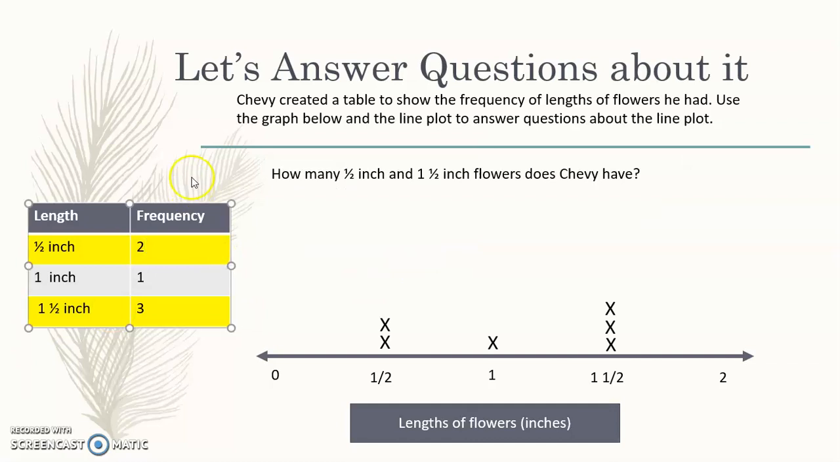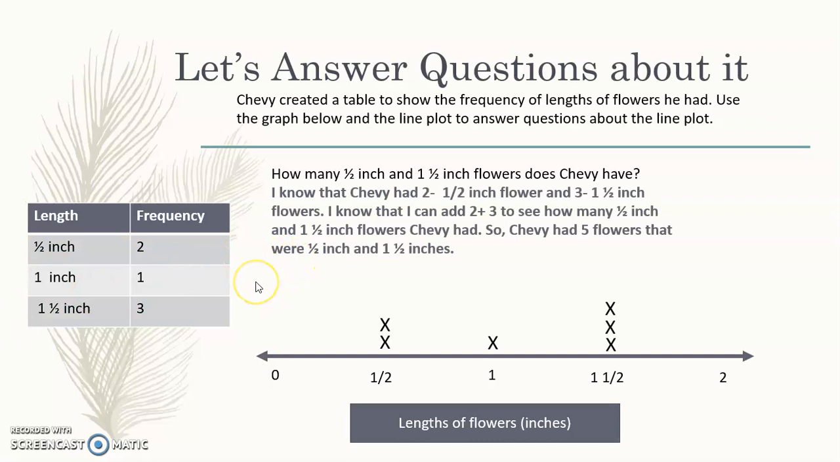Let's do another question. How many 1/2 inch and 1.5 inch flowers does Chevy have? So here is my same graph, and now I'm going to look at these two categories. I have a 1/2 inch that has a frequency of 2, and a 1.5 inch that has a frequency of 3. I could just count 1, 2, 3, 4, 5, or I can just add them up together over here.